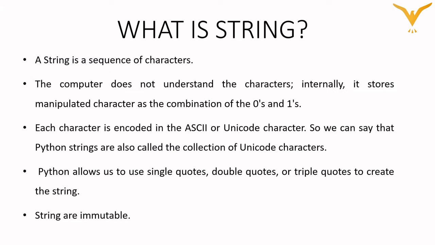So what is a string? A string is a sequence of characters. As we know, a computer only knows binary language, that is zeros and ones. So the characters are also internally stored in the form of zeros and ones. Each character is encoded in ASCII or a Unicode character. So from this we can say that Python strings are a collection of Unicode characters.